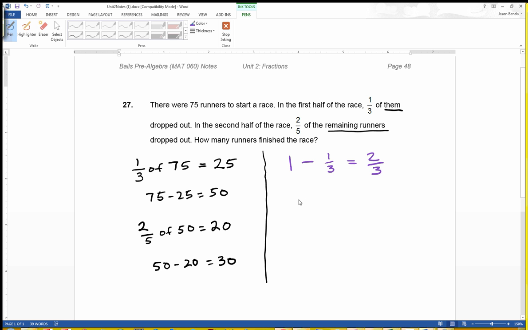And then 2/5 of the remaining runners dropped out. So we're going to subtract that from 1. And in the end, what we're looking for is what is 3/5 of 2/3 of 75. Well, that's 30. It gives us the same result, but it means we're only going to multiply at the end of the problem. That's how we want to see this when we look at this with percentages and stacked discounts.